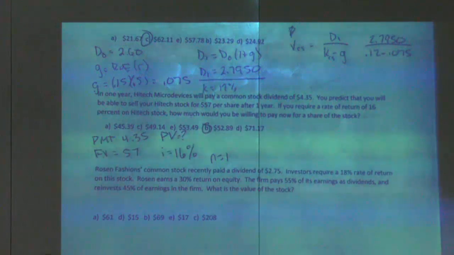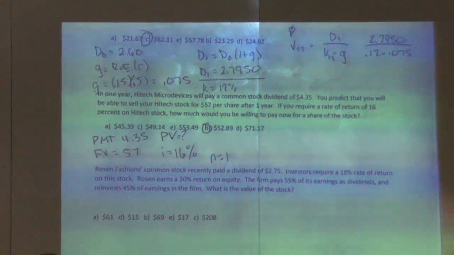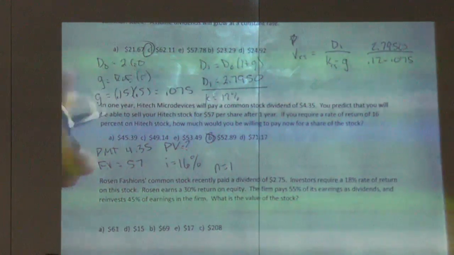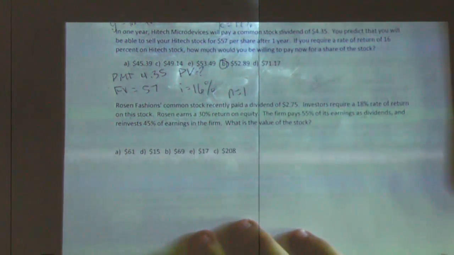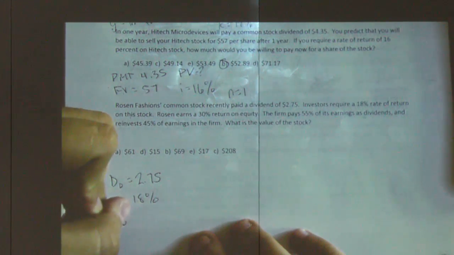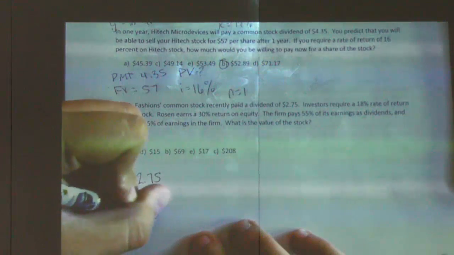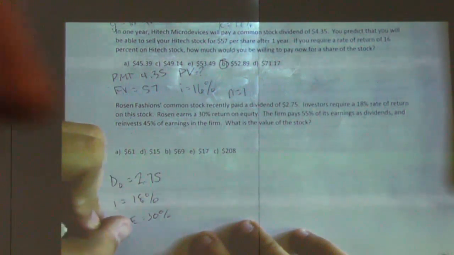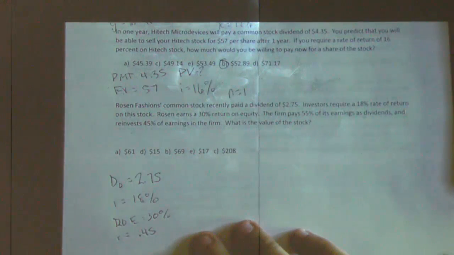All right, so those were a couple of the stock questions. Now, we still have some more. This is similar to this one. We recently paid a stock dividend of $2.75, so your D0 is $2.75. The required rate of return is 18%, so you know your I is 18%. 30% on equity, so you know your ROE is 30%. They pay 50% as dividends and reinvest 45%, so your R is 0.45. And what is the value of the stock?